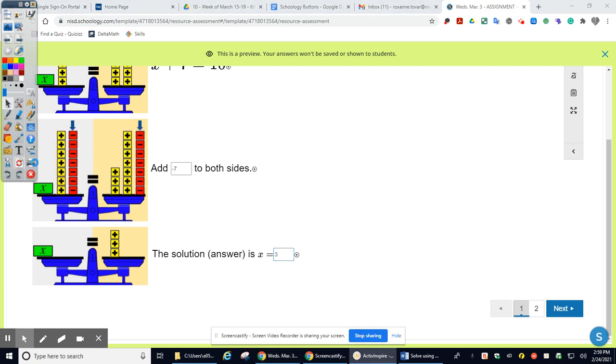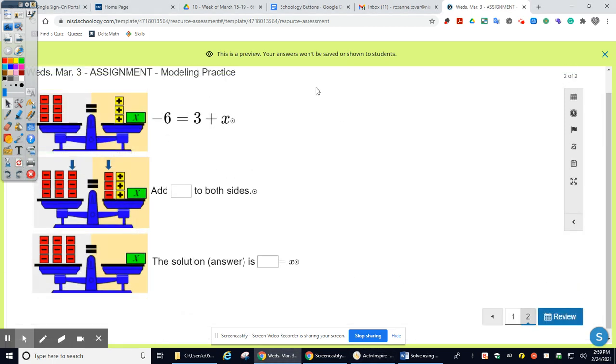Okay? Let's try that one more time. All right. Here you can see modeled in your picture, you can see 6 negatives. Then you have your equal sign, you have your 3 positives, and you have your x. Okay? Remember, we want to get x all by itself. Last time x was on this side, it's okay, x can switch sides, but we always want that letter to be all by itself. Okay?